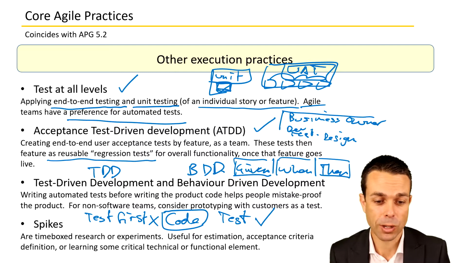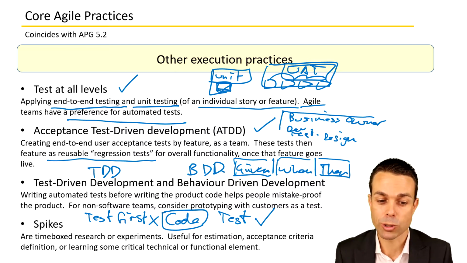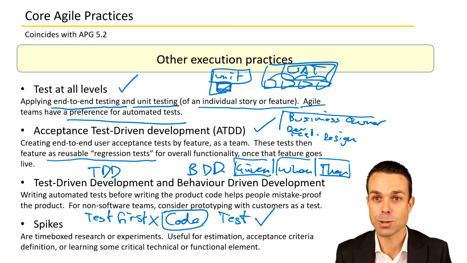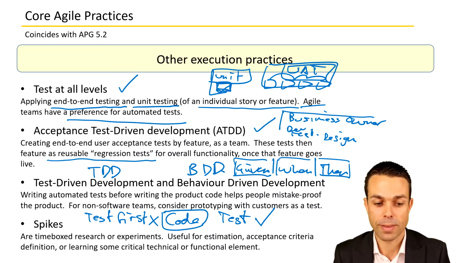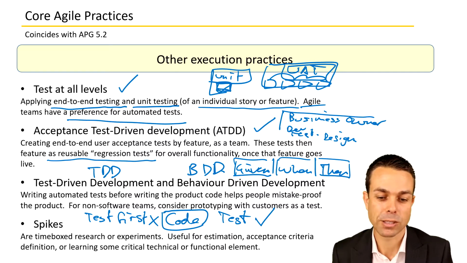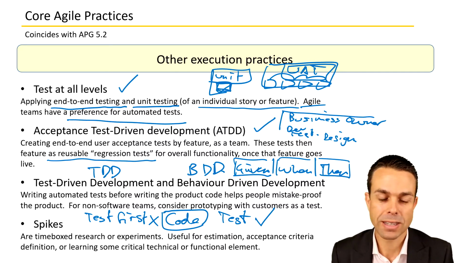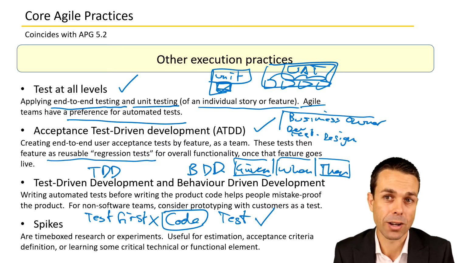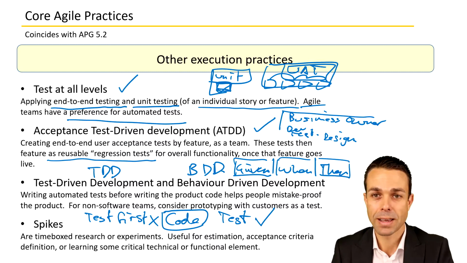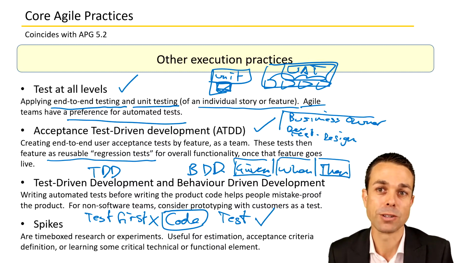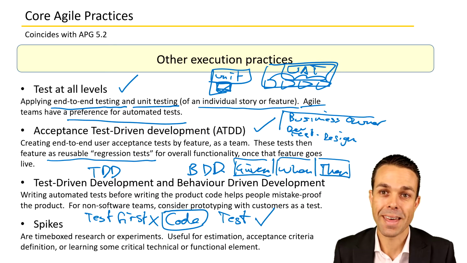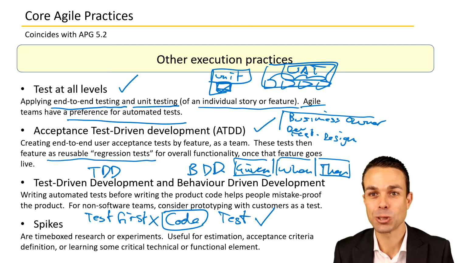Lastly, we have spikes as well. Spikes are time-boxed research or experiments. This is where we need to maybe estimate more on a card, figure out the acceptance criteria definition, or learn some critical technical information or functional element. So really doing that research where maybe just the normal workday is not enough. We need to really set aside some time, gather the resources, and delve into a problem and problem solve, and that's where a spike comes in. And that is continuous integration and other execution practices.